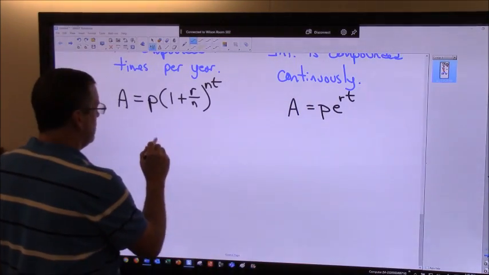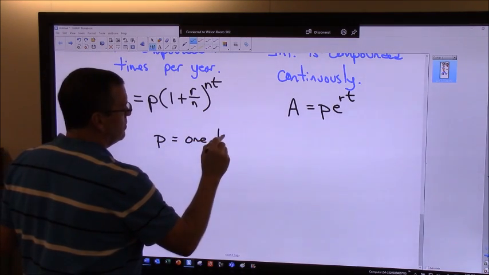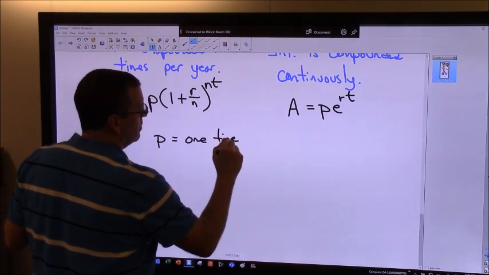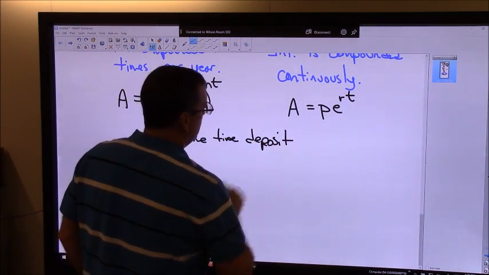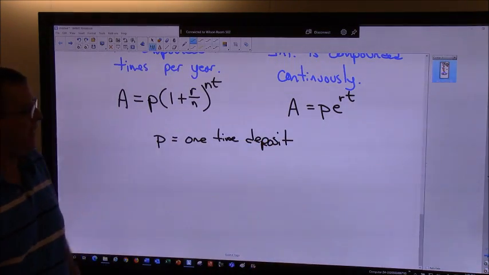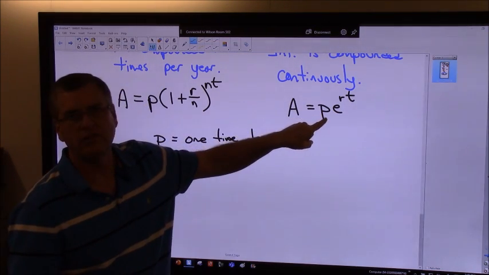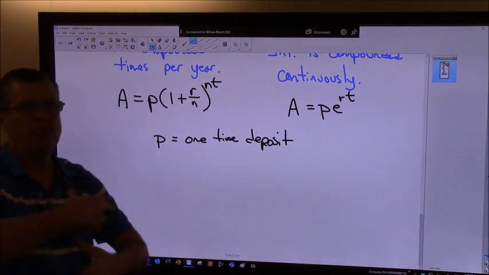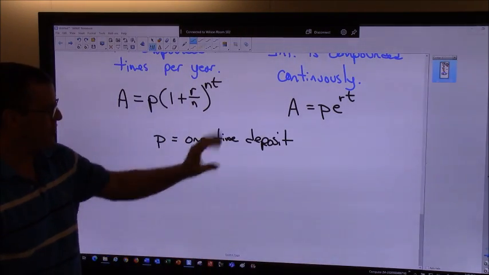So P equals the one-time deposit. So if I want to deposit $1,000 into my account, I'm going to put $1,000 here or $1,000 here. Okay? I'm not going to keep on putting money in. I get to do it one time. Right? That's what these formulas are for, one time.